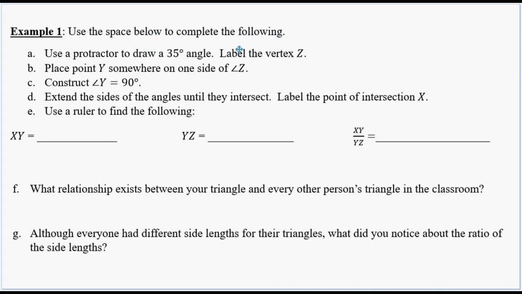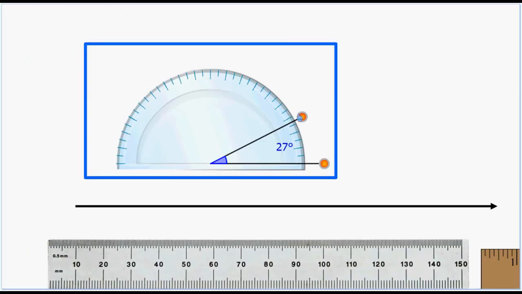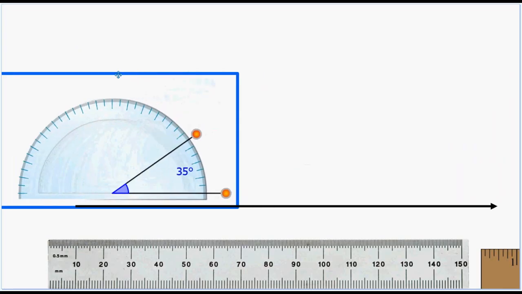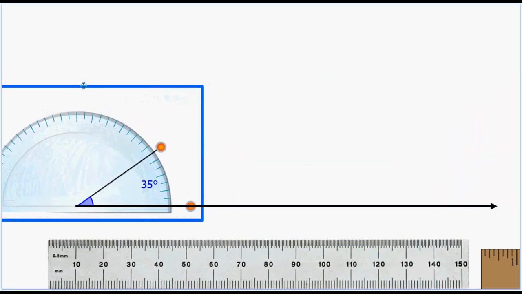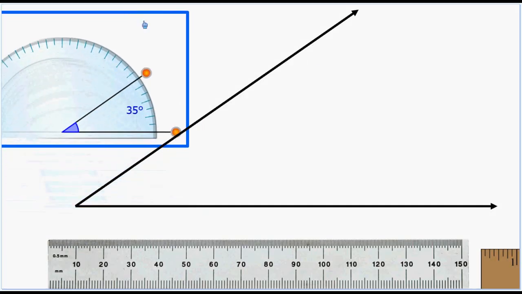Okay, here in example 1, it says use the space below to complete the following. I'm going to do it on the next slide. Use a protractor, draw a 35-degree angle, label the vertex Z. So here's my protractor. I'm going to set it to 35. There we go. Put it right down here at this vertex. And then I'm going to draw a side coming out of there at 35 degrees. That'll work. Now we're going to label that vertex down there Z.